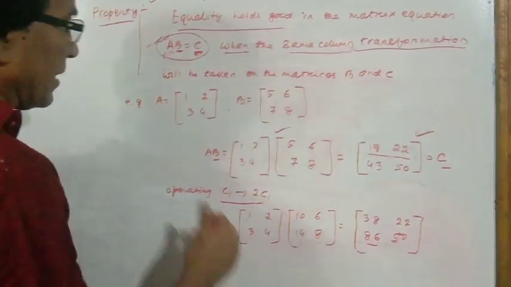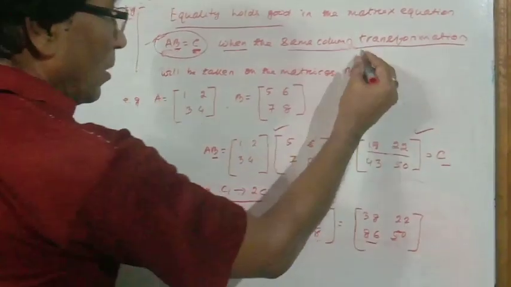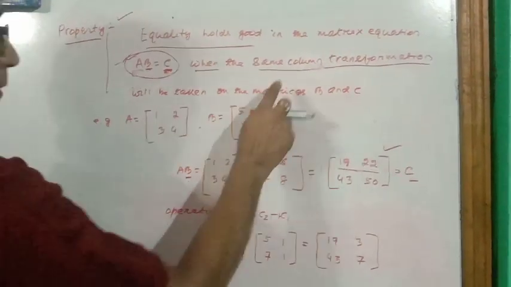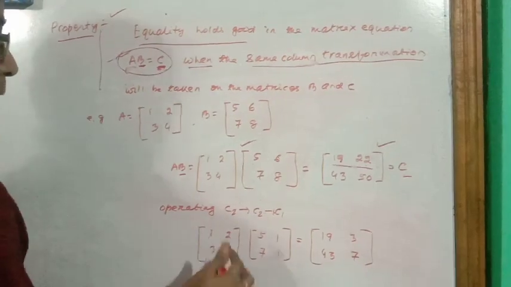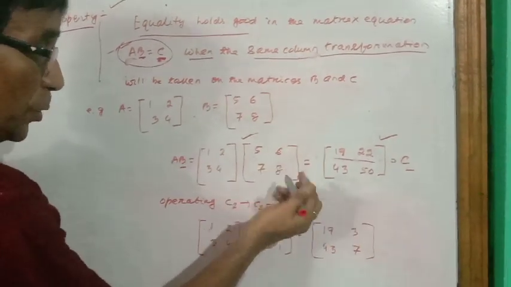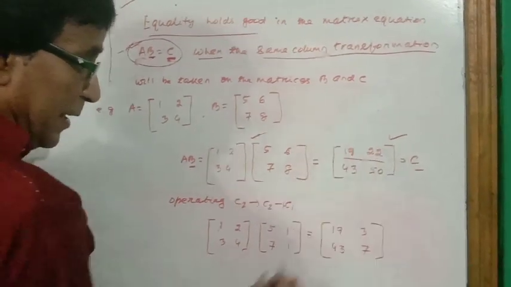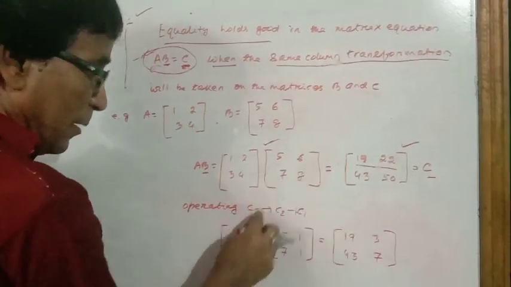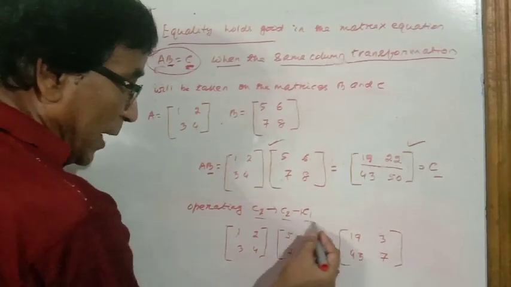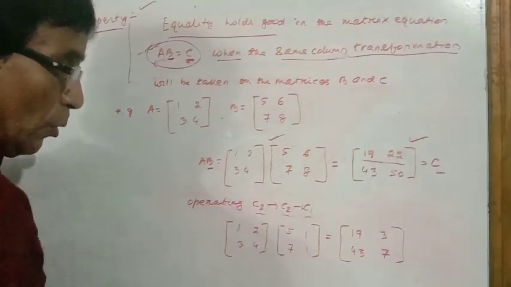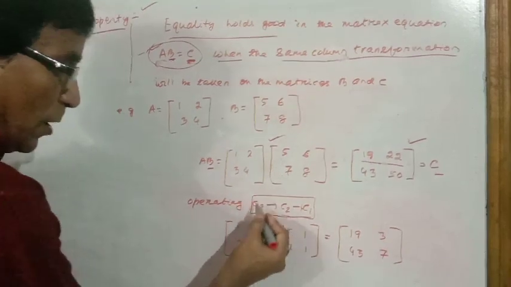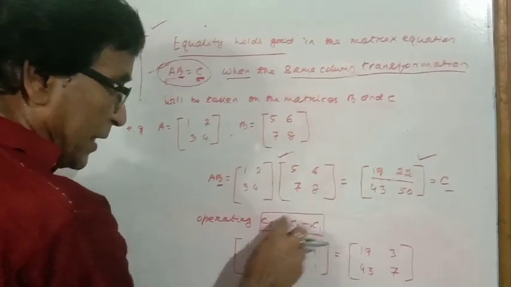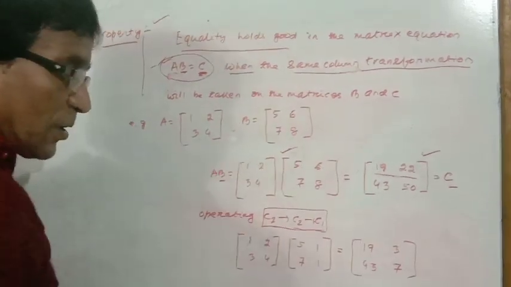Now we will take the last column operation. Next we will take the third column operation, that is we will replace column 2 of matrix B by column 2 minus column 1. That means we will take column 2 as column 2 minus column 1. We will take the third column transformation. That means here we will replace the second column as second column minus first column.